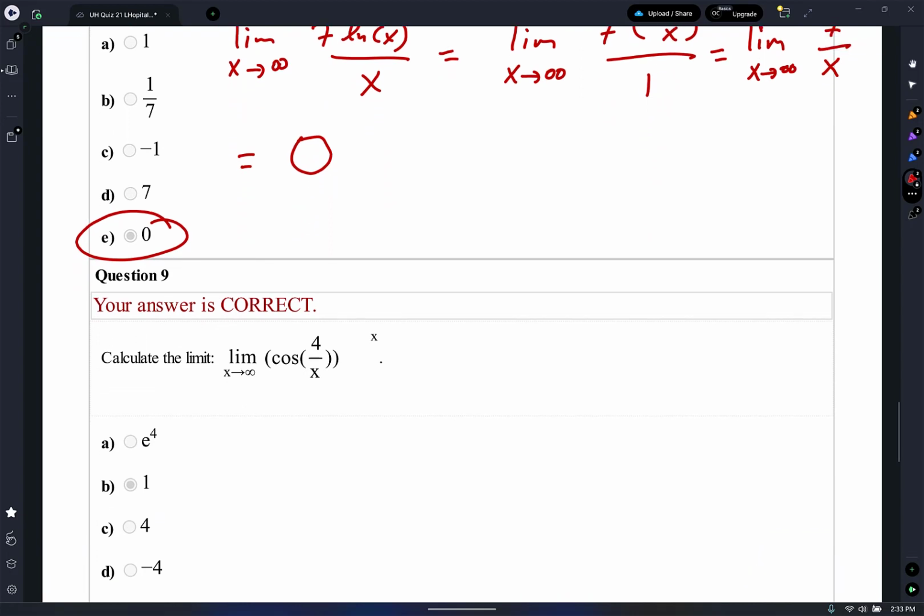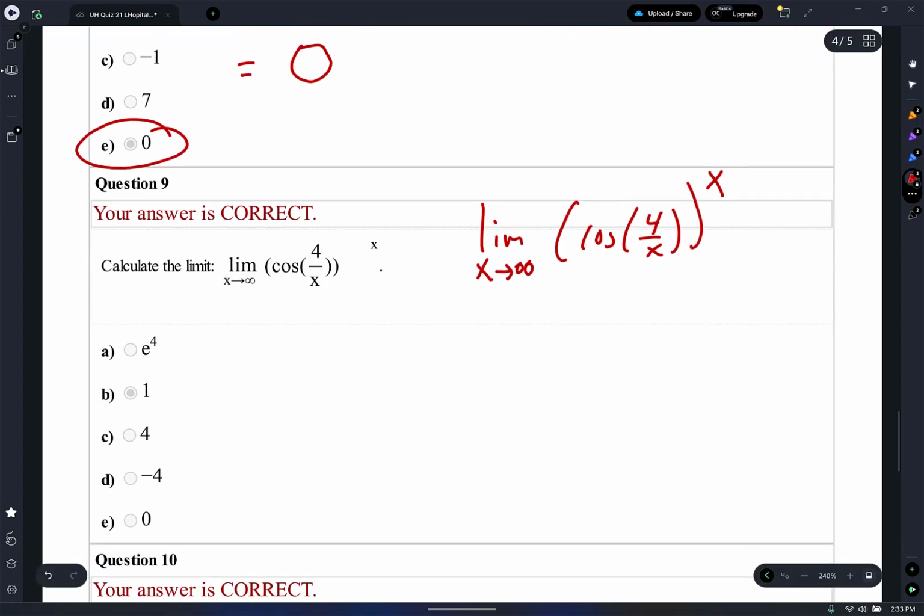Yeah, it's supposed to be like this. All right, rewrite this, guys, as this. Limit as x approaches infinity of cosine of 4 over x, to the power x. It's supposed to look like that. This is an example of 1 to the infinity, but they don't know if cosine is actually going to be approaching 1 or if it's a number slightly smaller than 1. We can know real quick.